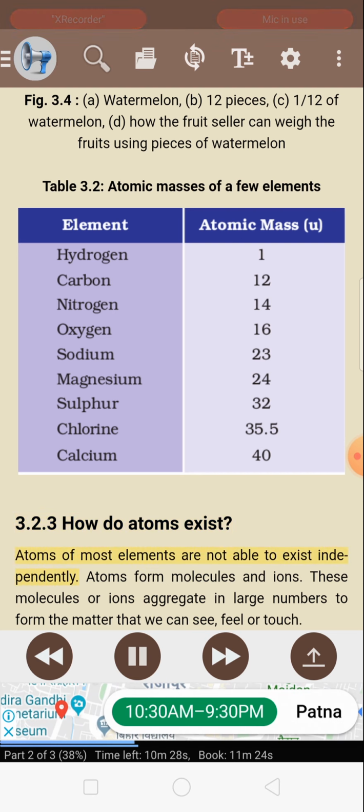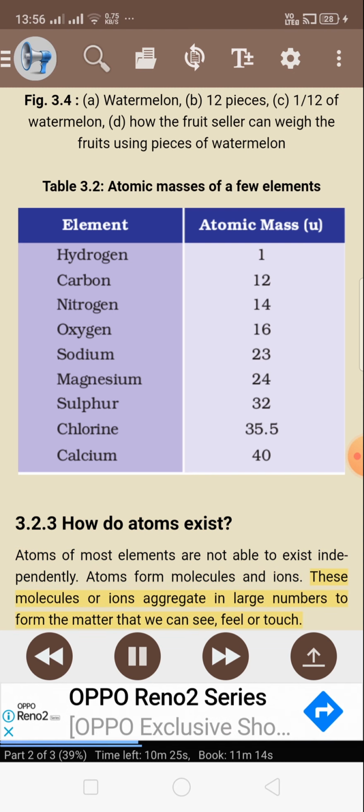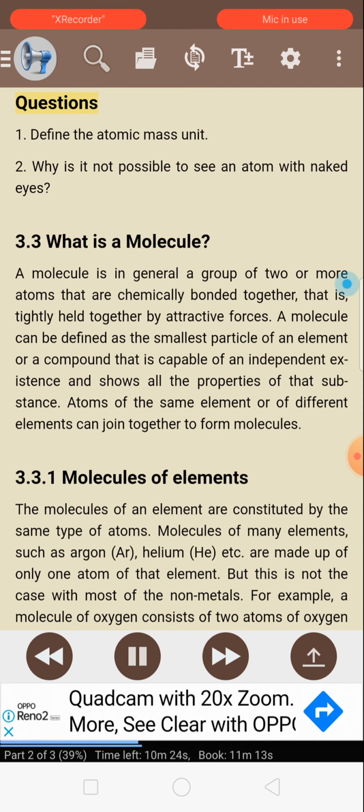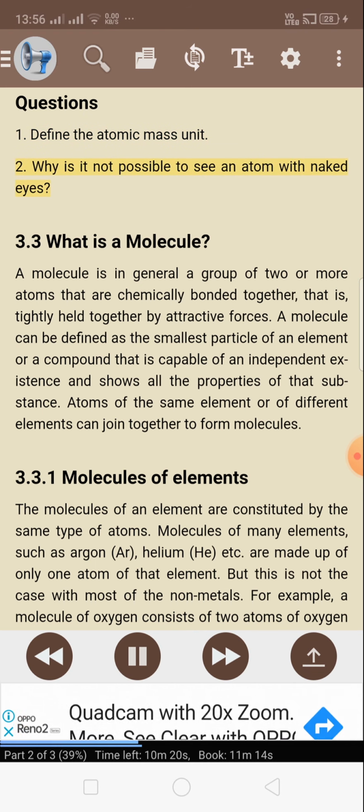Atoms of most elements are not able to exist independently. Atoms form molecules and ions. These molecules or ions aggregate in large numbers to form the matter that we can see, feel, or touch. Questions. 1. Define the atomic mass unit. 2. Why is it not possible to see an atom with naked eyes?